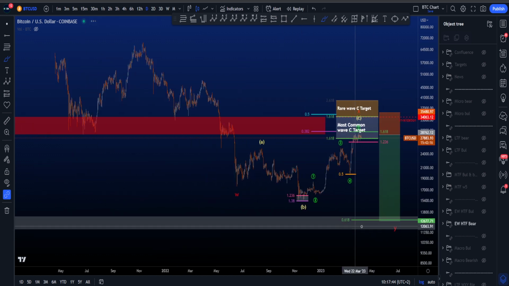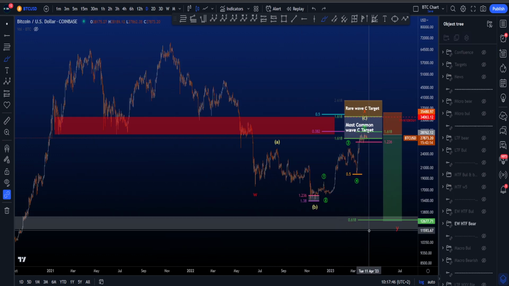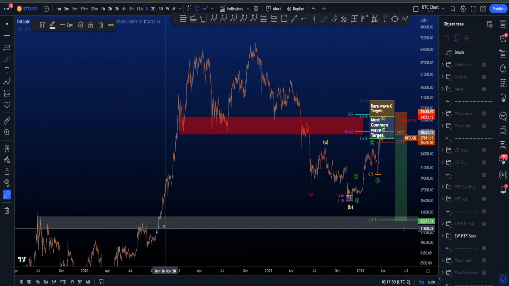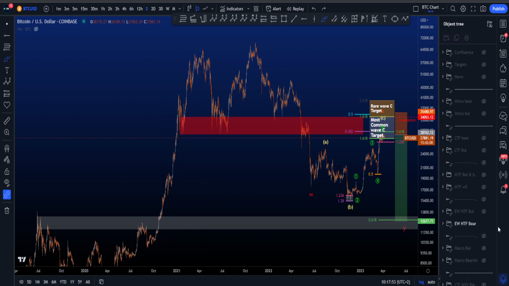If we then look to the downside, the target for a wave Y, the 0.618, sitting at 12.6k, has nice confluence with this area over here that we haven't seen since the bull run in 2020.